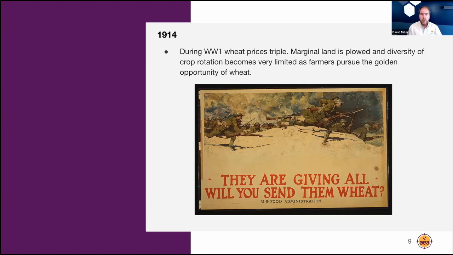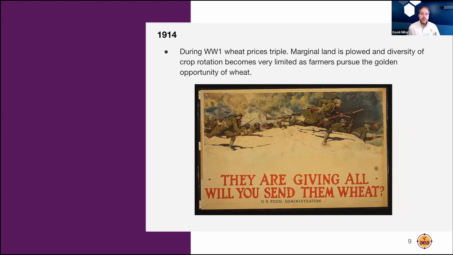1914, World War I began, and during World War I, the demand for wheat increased significantly and prices more than tripled. And so this caused farmers to plow land that was very marginal land, shouldn't have been plowed, shouldn't have been farmed at all. The diversity of the crop really shrunk down to wheat because everybody was pursuing this golden opportunity of getting triple the wheat prices.